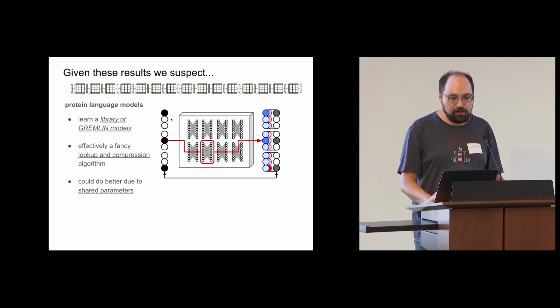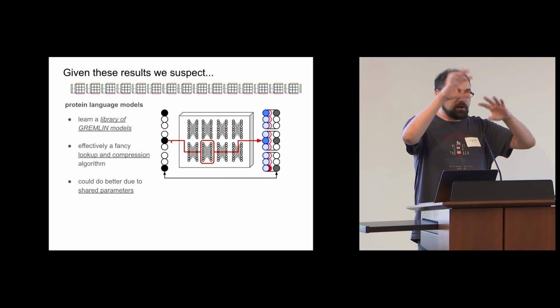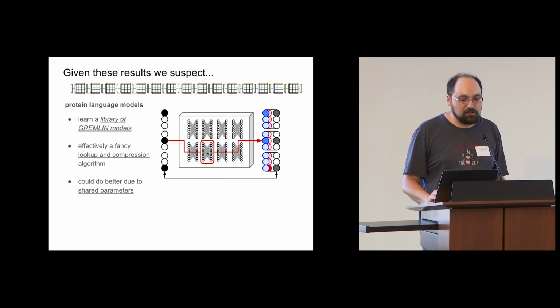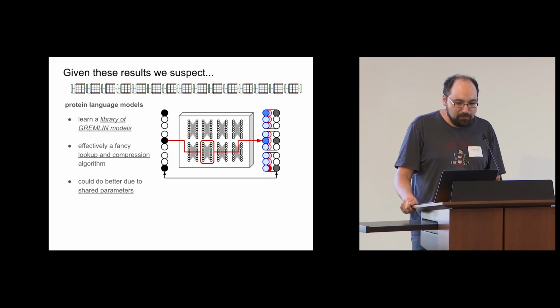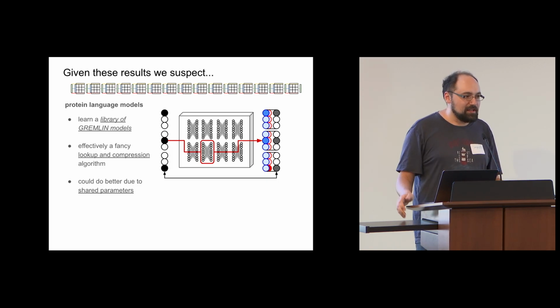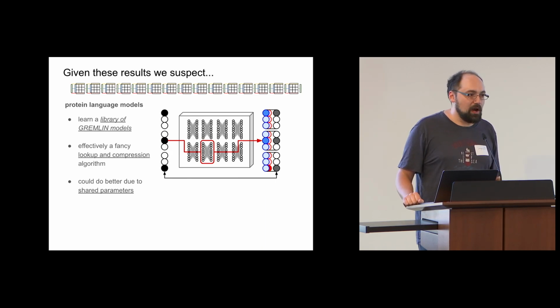So this is a visual saying, given a sequence, maybe somewhere inside the parameters of this model, it's looking up the Gremlin model, and then based on that Gremlin model, it's returning to you the probabilities and statistics for that protein family. And so another way to maybe reframe protein language models is some kind of fancy lookup and compression algorithm. But that being said, there's a chance it might do better because of shared parameters.